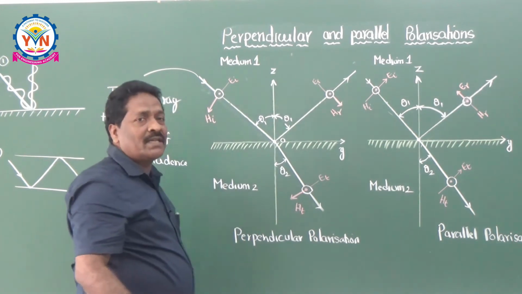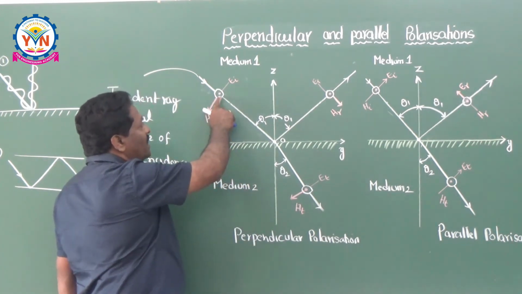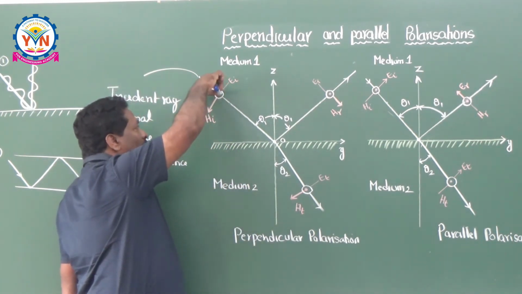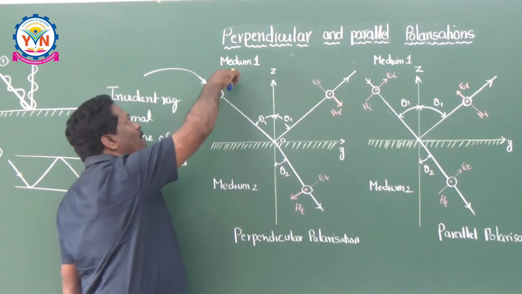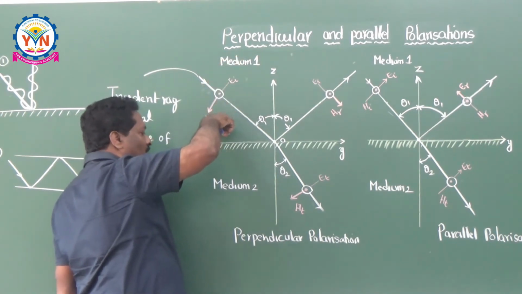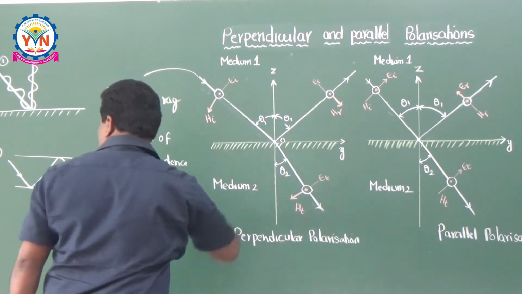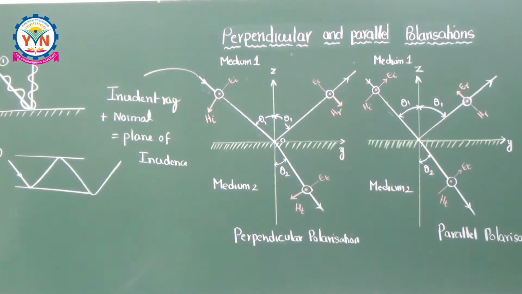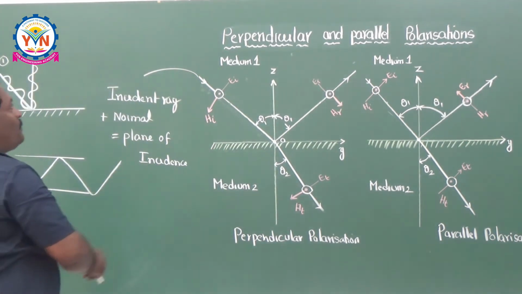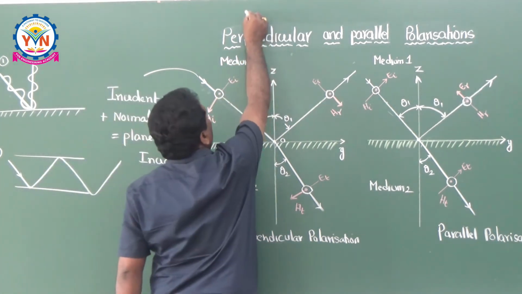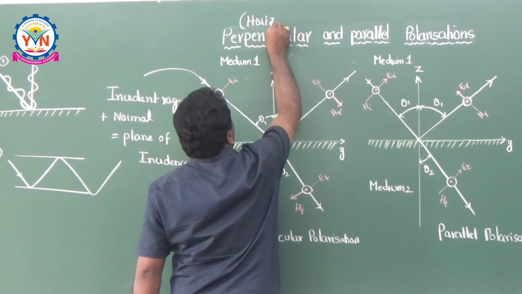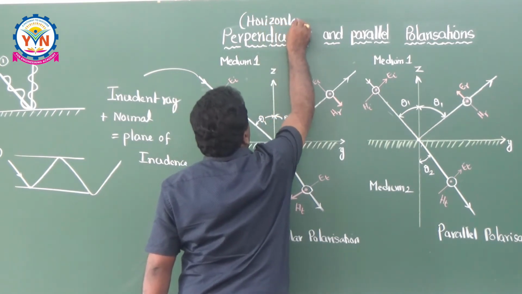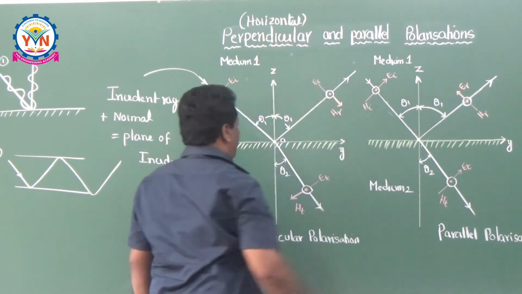So what is the definition here? If the electric field is perpendicular to the plane of incidence or parallel to the boundary surface, it is called perpendicular or horizontal polarization. That's why I can say this perpendicular polarization is also called horizontal, because the electric field intensity is parallel to the boundary surface.